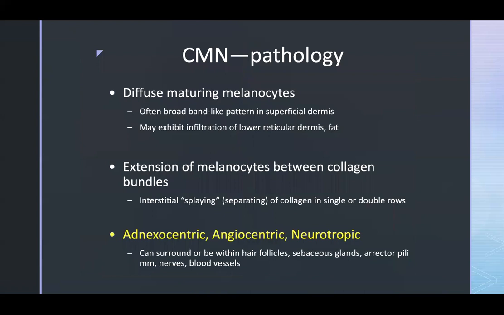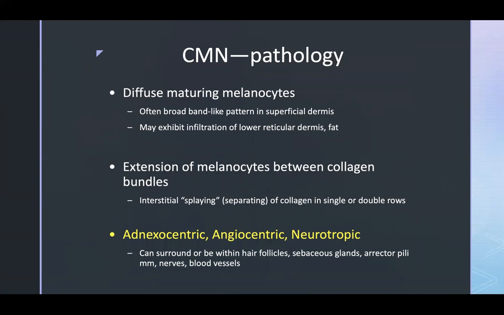The key takeaway for this lecture is the pathology. Diffuse maturing melanocytes are seen in congenital melanocytic nevi. They're often broad, with a band-like pattern in the superficial dermis. They may exhibit infiltration to the lower reticular dermis. They have extension of the melanocytes between collagen bundles, and that looks like a splaying, separating pattern of collagen in single or double rows. So it's really separating out that collagen.